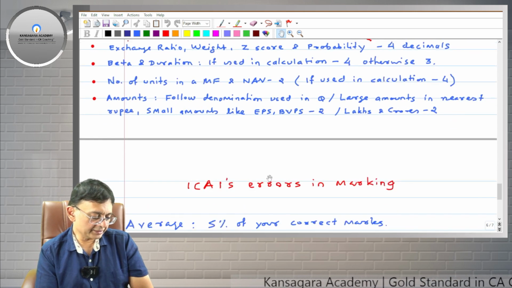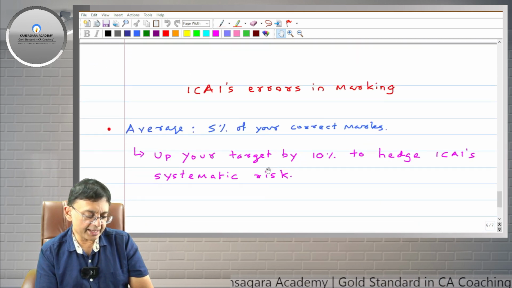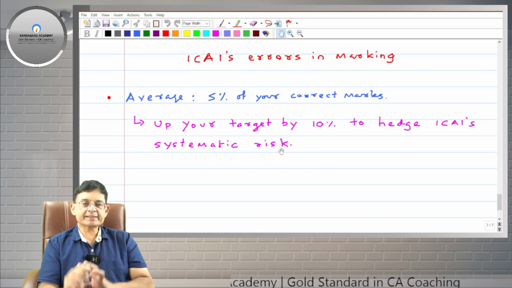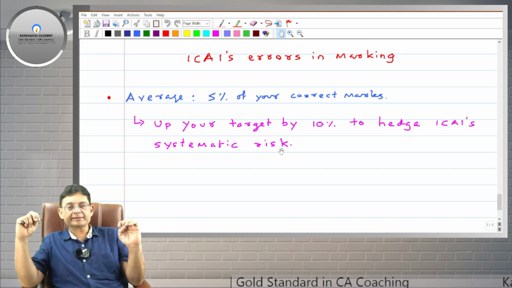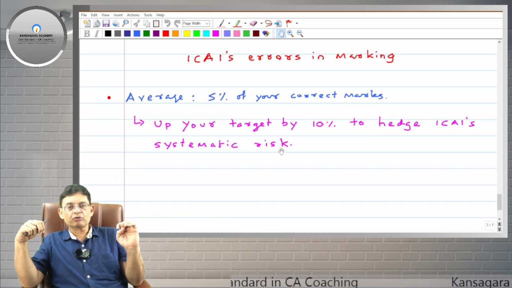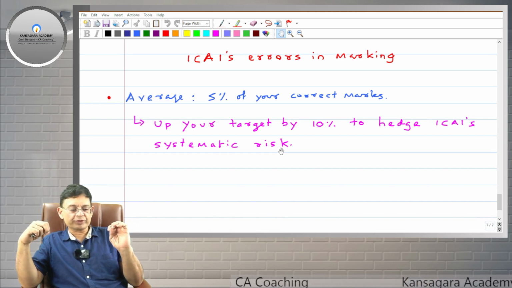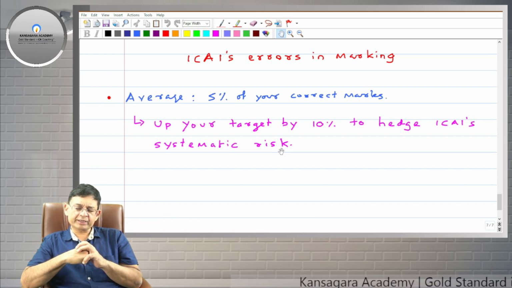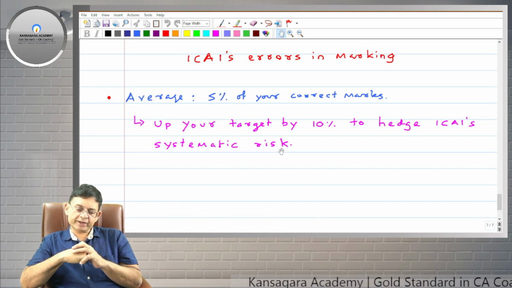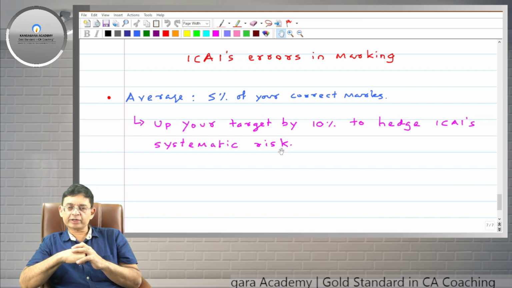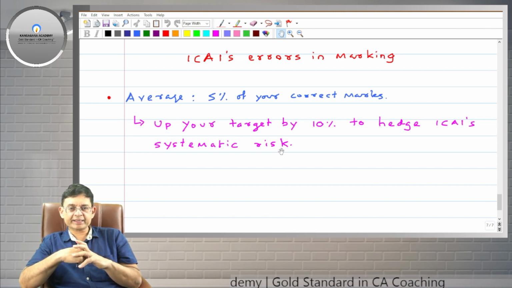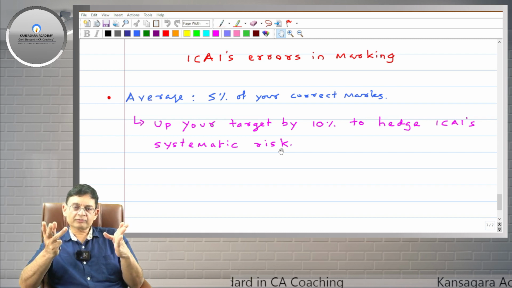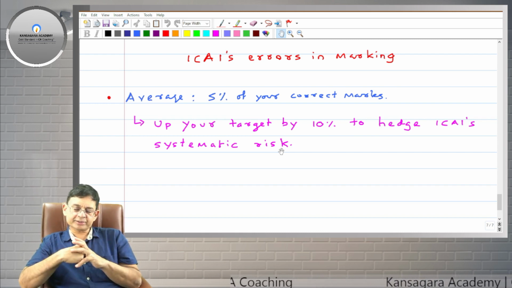Okay. Then last discussion, that is ICAI errors in marking. Now see, ICAI does make errors in marking. The ICAI's examiners quite often don't happen to be proficient, and there have been many complaints. There remain many complaints about them. So on an average, we can expect 5% error in your correct marks. Say, if you are otherwise getting 70 marks, then 3 to 4 marks error plus minus is always possible. Leave room for this.